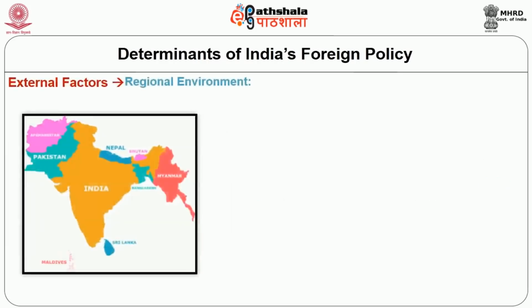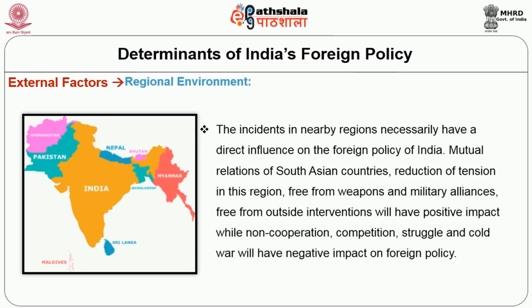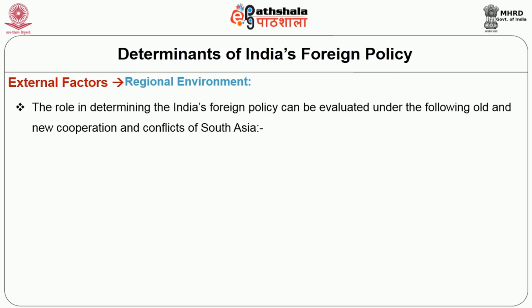External factors, regional environment. The incidents in nearby regions necessarily have a direct influence on the foreign policy of India. Mutual relations of South Asian countries, reduction of tension in this region, freedom from weapons and military alliances, freedom from outside interventions will have a positive impact, while non-cooperation, competition, struggle and Cold War will have a negative impact on foreign policy. From this point of view, the role in determining India's foreign policy can be evaluated under the following old and new cooperation and conflict of South Asia.